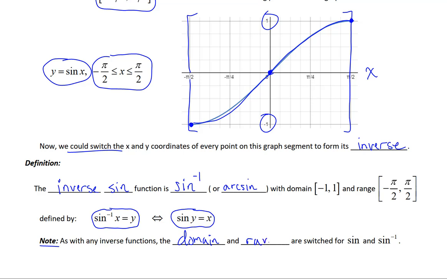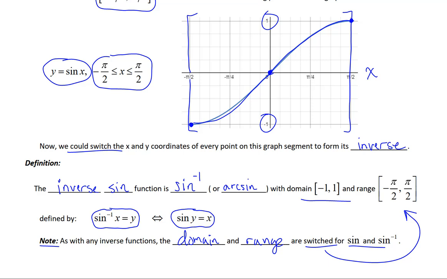Now note, as with any inverse functions, again going back to algebra, the domain and range are switched for sine and sine inverse. And you can tell by looking here at the definition for sine inverse, you'll see the domain is negative 1 to positive 1, and that was the range of the sine clip we were using. It goes vertically from negative 1 to 1, this little portion of the sine graph we're using. So now the domain of the inverse function is negative 1 to 1. And similarly, the range of this sine inverse function is negative pi over 2 to positive pi over 2.